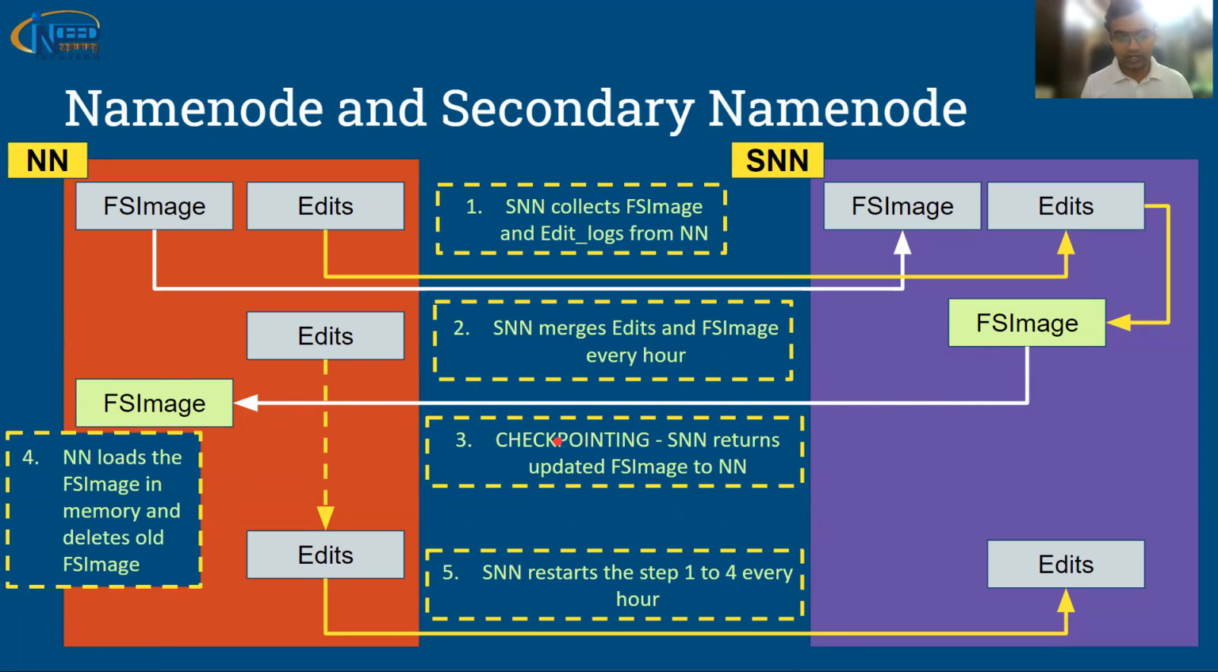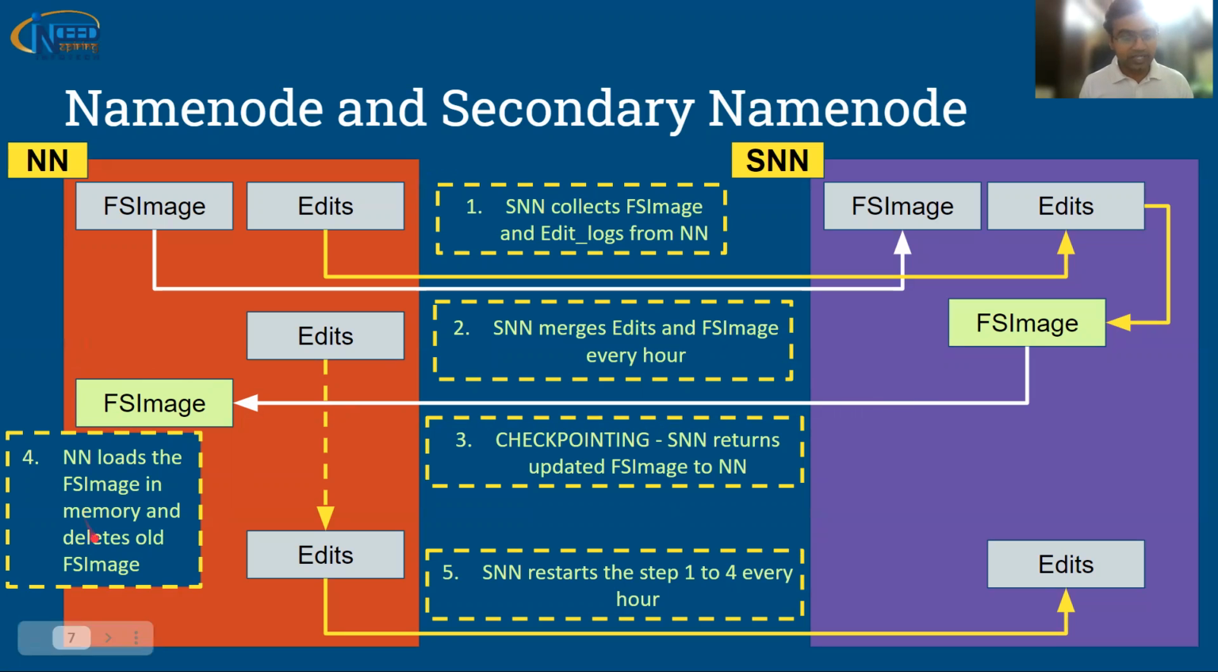This is step number 3. So once the FS image is with the name node, it loads this FS image into memory and deletes the old FS image from memory. So the name node gets the updated image. The name node need not shut down, and it keeps on serving the clients. It just did one operation of deleting the previous FS image and uploading a new one. This is what the name node did.